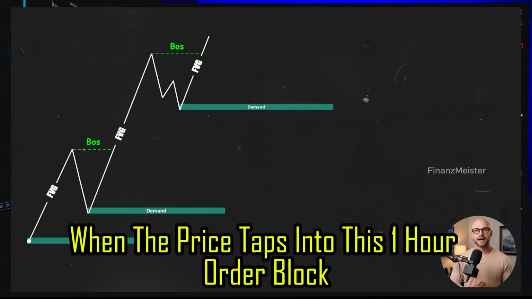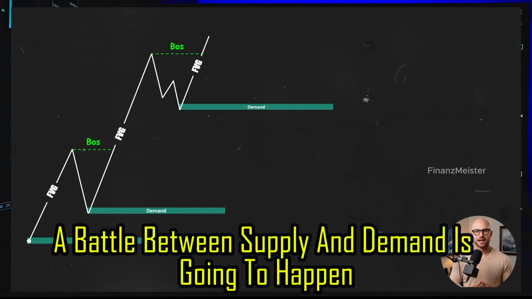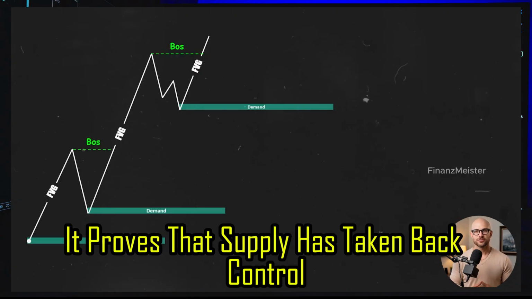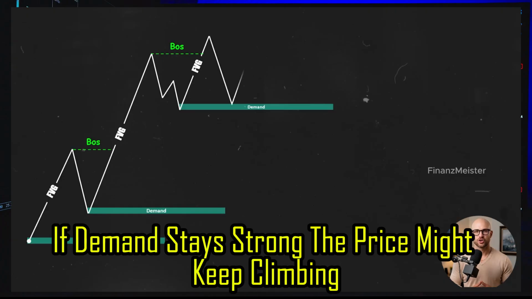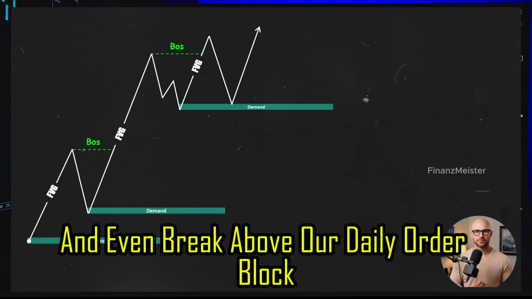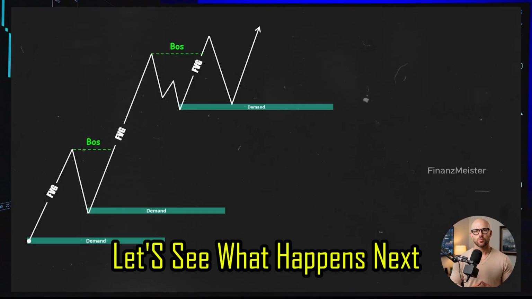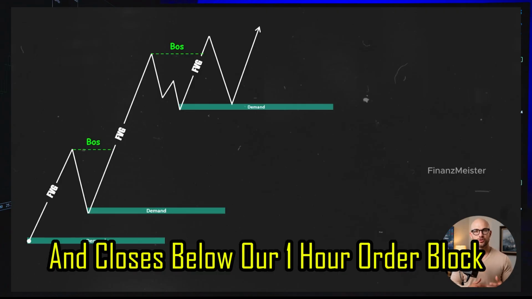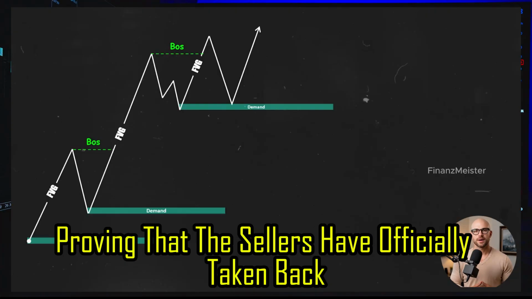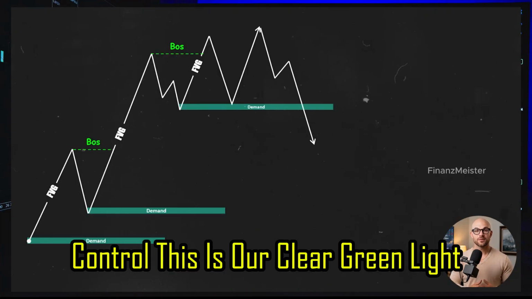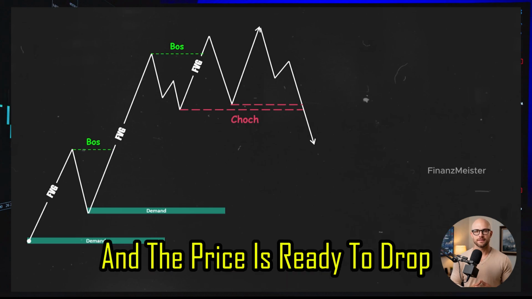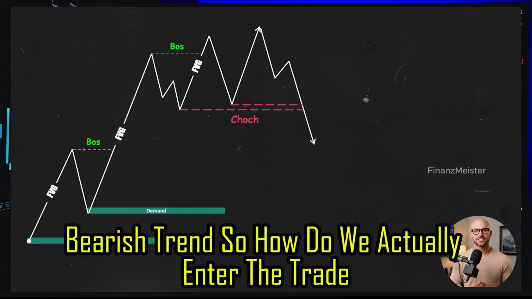When the price taps into this 1-hour order block, we know a battle between supply and demand is going to happen. If the price breaks and closes below this block, it proves that supply has taken back control. If demand stays strong, the price might keep climbing and even break above our daily order block. Let's see what happens next. The price cleanly breaks and closes below our 1-hour order block, proving that the sellers have officially taken back control. This is our clear green light showing that the short-term upward move is over, and the price is ready to drop in line with the higher time frame bearish trend.